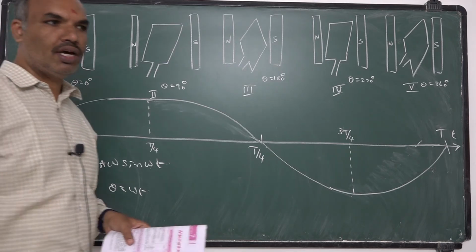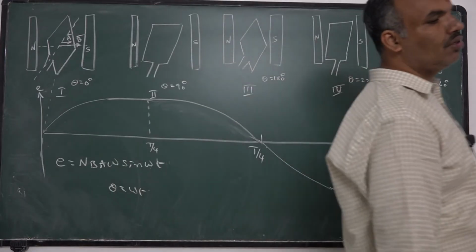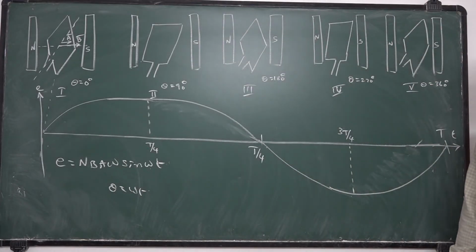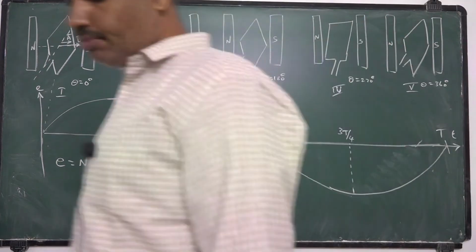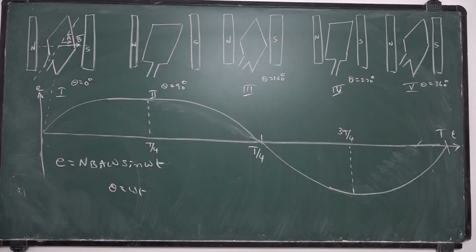All of you go through the content in the textbook. Based on the content, you should write the answer related to the given question. These are the orientations of the coil. Depending on the orientations of the coil, the EMF developed is having a shape like this. I hope I reached you to describe the AC generator. Thank you.